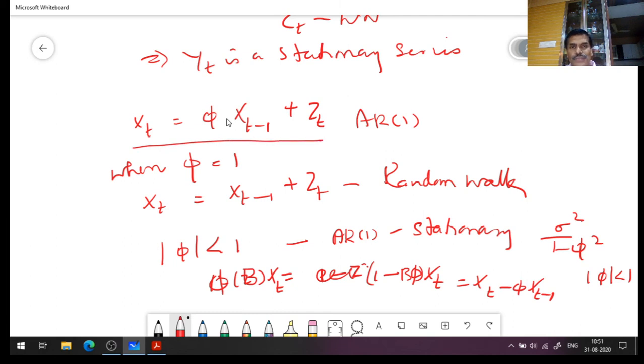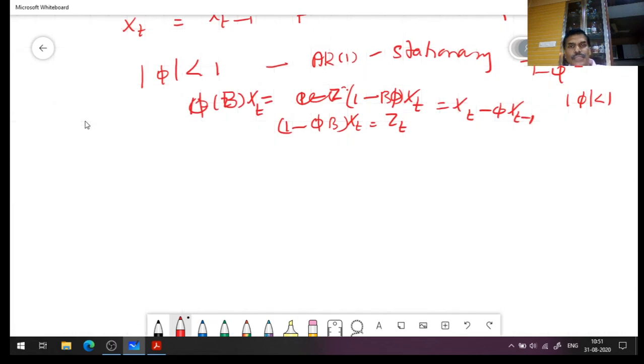So what we are trying to say is that you will be in a position to write (1 − φB) Xt = Zt. So I want to now talk about this, Xt − 1. I want to talk about whether you can get this Xt to be stationary in this case. So what essentially happens here is something like this.